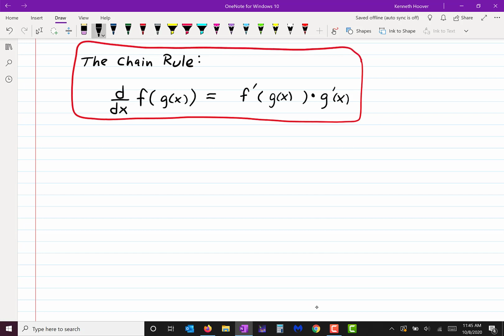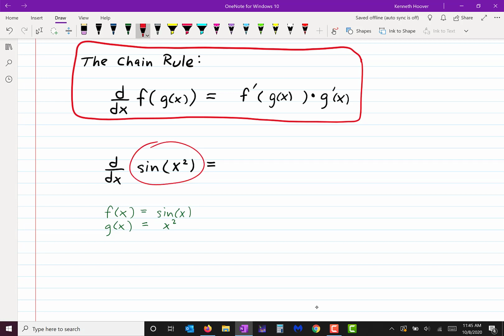So let's practice using that. Let's find the derivative of sine of x squared. How about that? So just so you can keep track of this, sine is the function f. So I'm going to write f of x equals sine of x, and g of x equals x squared. And what I have up here is f of g of x, and I want to find the derivative with respect to x. So let's follow what the chain rule says.